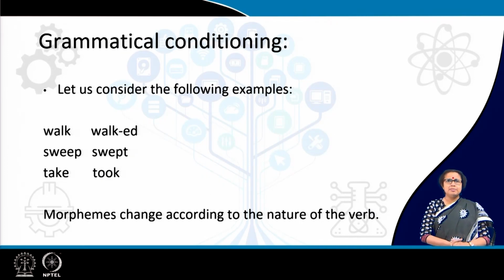So, if we think about grammatical conditioning, we can consider these examples: walk and walked, sweep and swept, and take and took. We are talking about the past tense morpheme in English, and you can understand that the morphs change according to the nature of the verb. So, we can consider it as an example of grammatical conditioning.